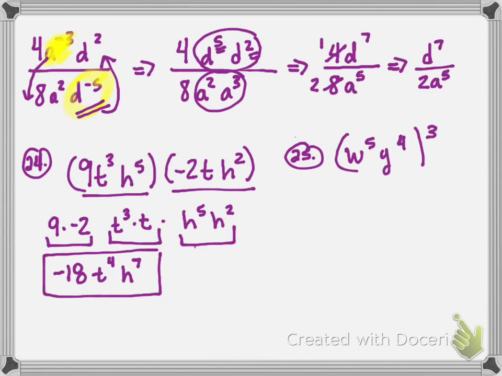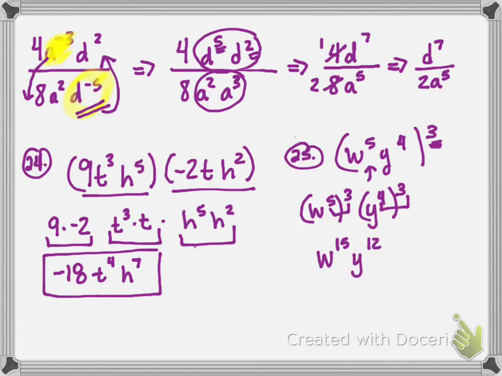If we're working this one, notice again, there's no add or subtract in here. Since all the w's and y's are touching, we're just taking each and raising it to the power of 3. So w to the 5th cubed, y to the 4th cubed. When I have a power raised to another power, I multiply. 5 times 3 is 15, so w to the 15th. 4 times 3 is 12, so that's y to the 12th.